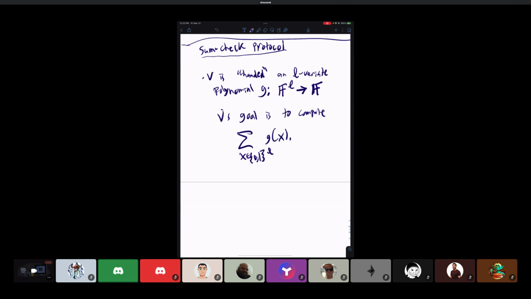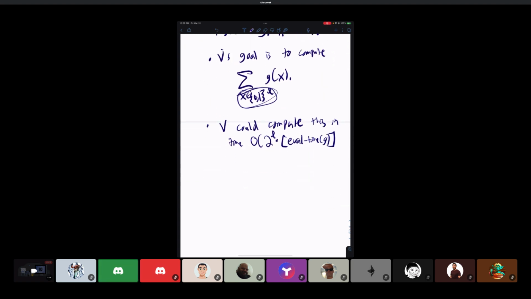Okay, and the way to think about this is that the verifier, of course, could compute the sum on its own with 2^L evaluations of G, right? It can just evaluate G at each of these x's and sum the results. So this takes time 2^L times how long it takes to evaluate G at any one of these inputs. And you should think of that as too expensive. The verifier doesn't want to do that work on its own. So what we're going to do is force the prover to do that work.